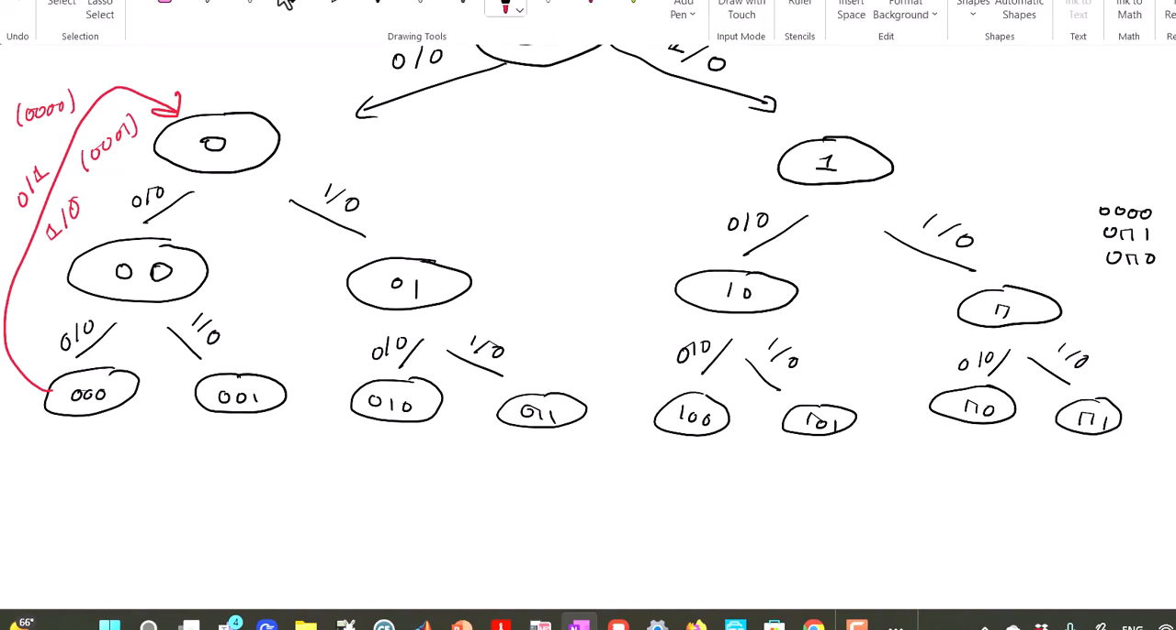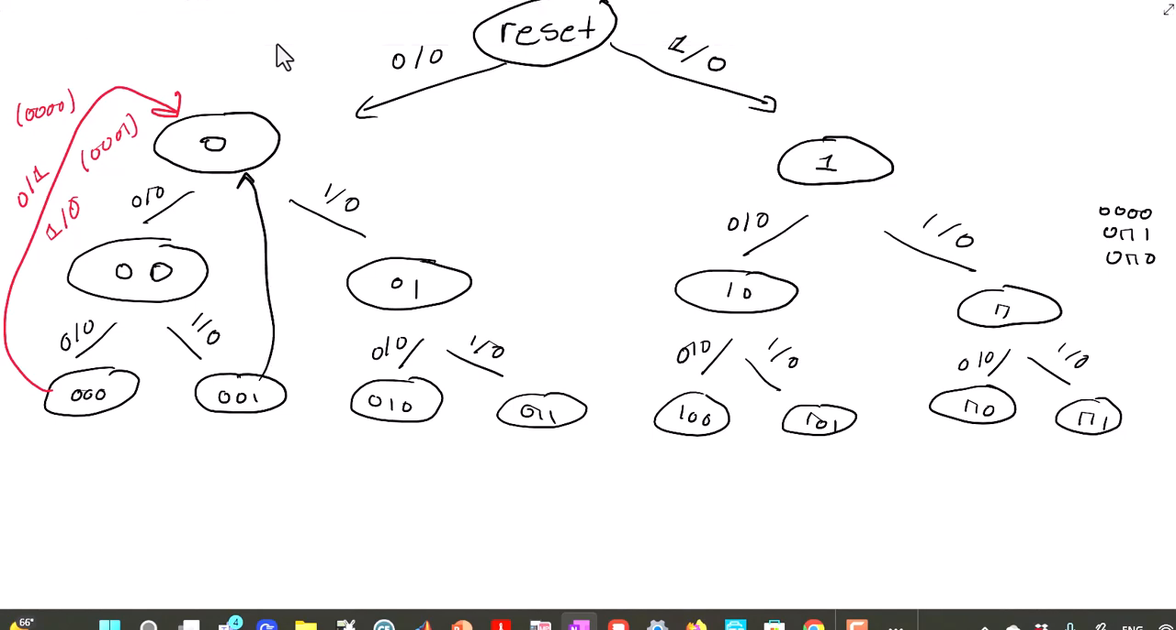There's no way to get an output of 1 here. So I get an input of 0, I get an output of 0, and an input of 1 also gives me an output of 0.